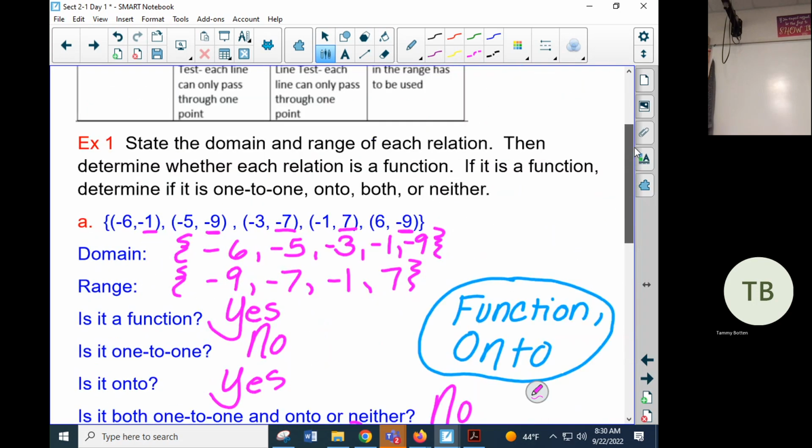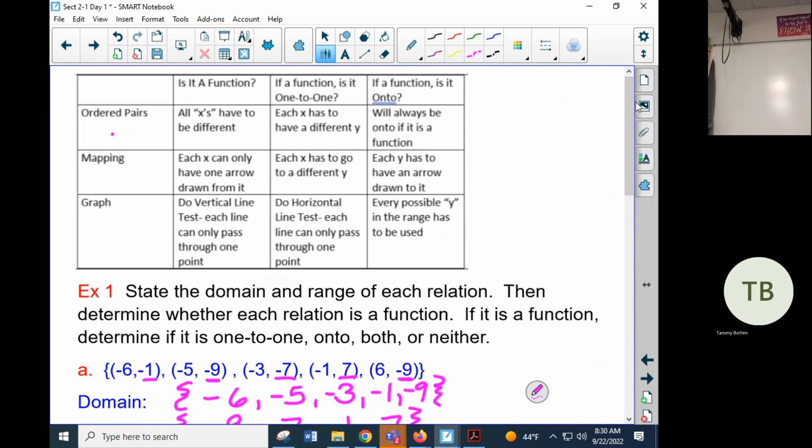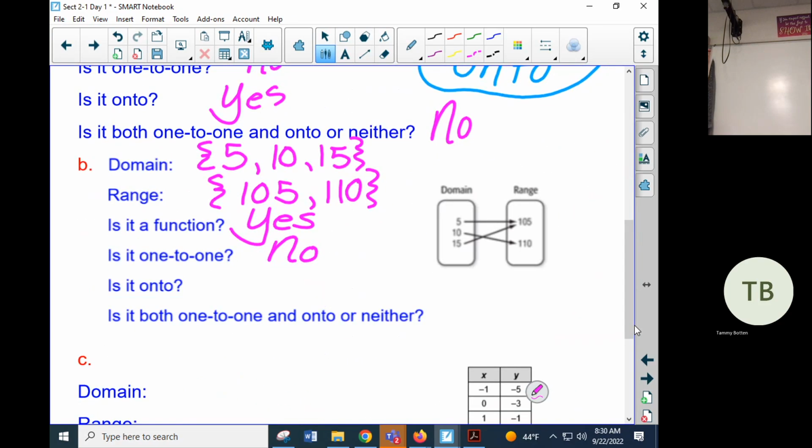And for a mapping to be onto, each y has to have an arrow drawn to it. What they mean by that is, say you had 120 down here with nothing, that would not be onto, but these both have arrows, so this is yes. And then again, it's not both. So what you would write for your answer for this one is that it is a function. And the function is onto.